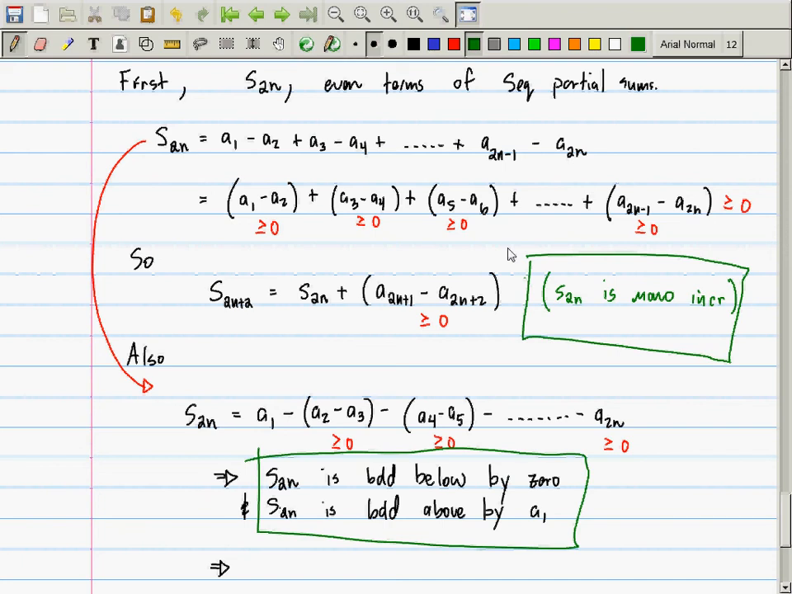It's a good point, and I'm trying to figure out what's happening here. It seems like doublespeak. On the one hand, S2N is the sum of these positive terms, so it has to be monotone increasing. And on the other hand, because of this consideration, it still has to be bounded above by... Okay, now I see it. Just because it's monotone doesn't mean it can't be bounded. So say your objection again.